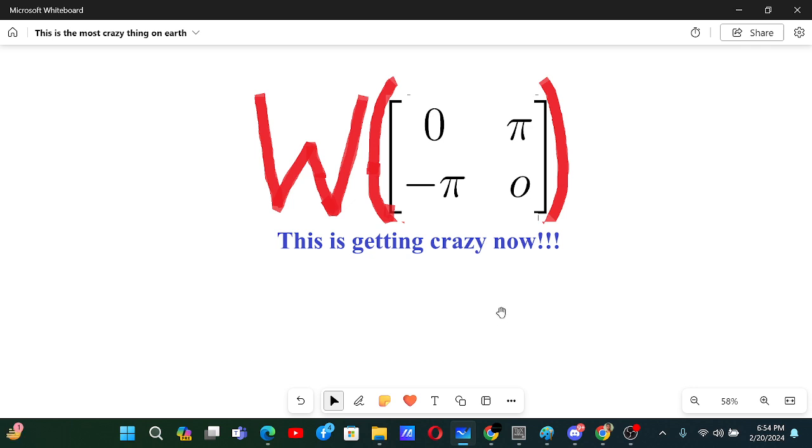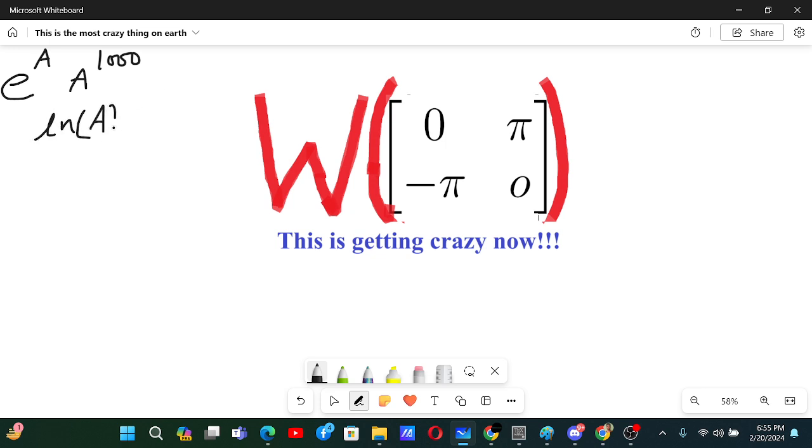This isn't really as crazy as it sounds. Basically, there's a standard approach in matrix algebra where you can raise a matrix to the power of e, you can raise a matrix to the power of 1000, you can take the log of a matrix, you can also take the Lambert W of a matrix. You can do any of such stuff with a standard approach which I'm going to share in this video.